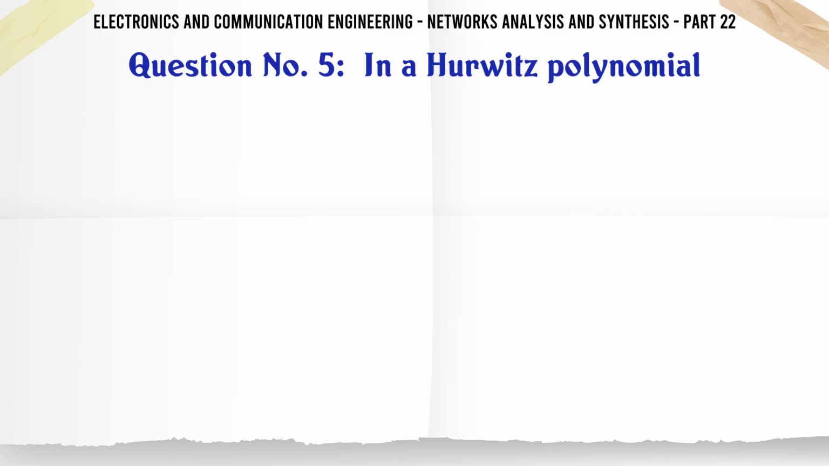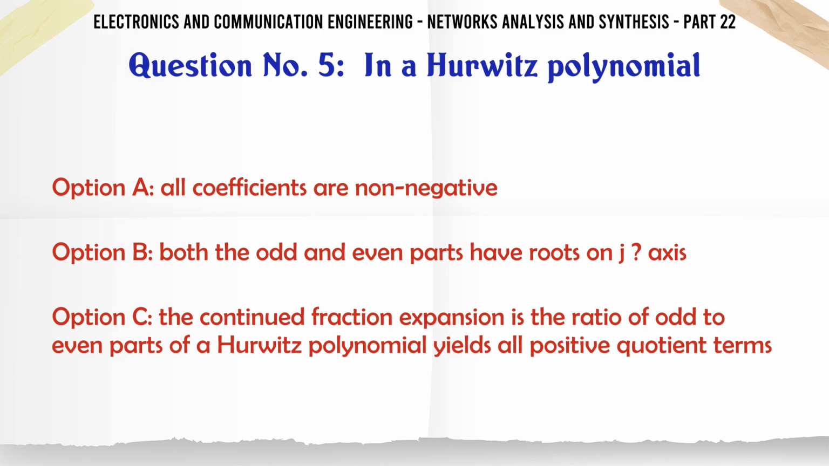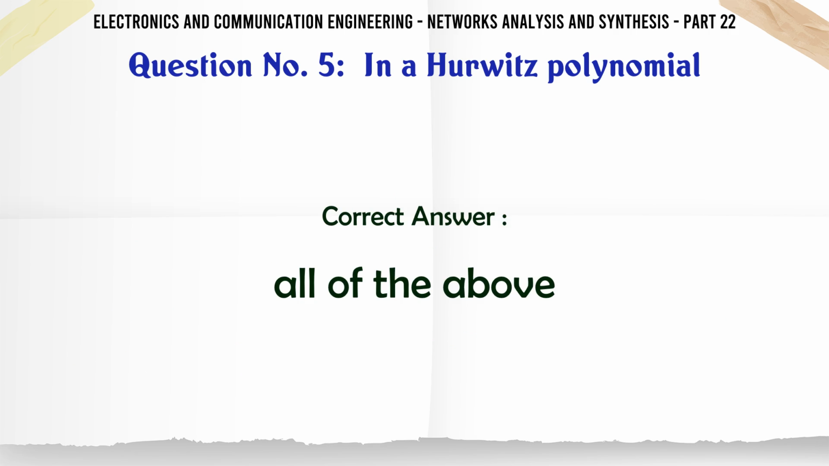In a Hurwitz polynomial, A. all coefficients are non-negative, B. both the odd and even parts have roots on the j-axis, C. the continued fraction expansion of the ratio of odd to even parts of a Hurwitz polynomial yields all positive quotient terms, D. all of the above. The correct answer is all of the above.